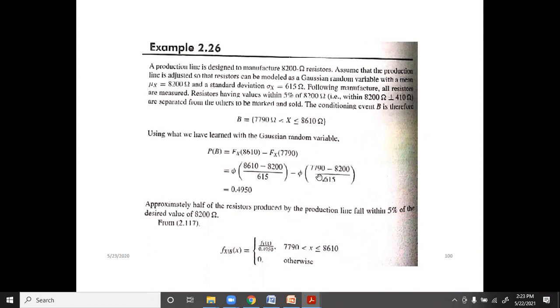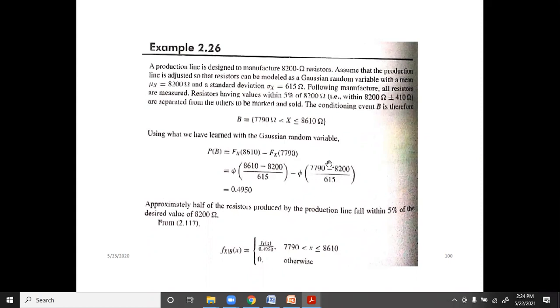Similarly, phi will be (7790 minus 8200) by 615. So these are the two characteristic functions which we know, and from them we can look at the Gaussian random variable table, get the values of each one, subtract them and get the value 0.4950. So this value is got by looking at the table corresponding to this. So this will be 410 divided by 615. This is again minus 410 divided by 615.